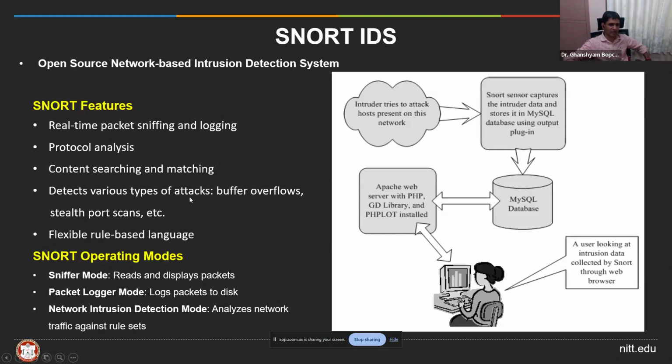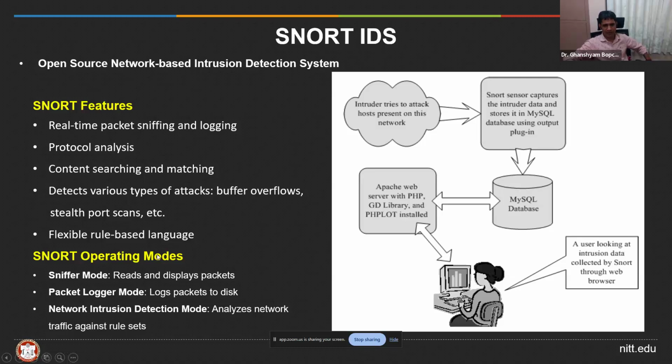It detects various types of attacks, buffer overflow attacks, stealth port scans. As I said, a port scan can be considered an attack attempt, so it detects that and some other things. One of the good features of Snort is its flexible rule-based language. The language used to craft or design the rules is very flexible and very easy to understand. Anyway, we are going to see that.